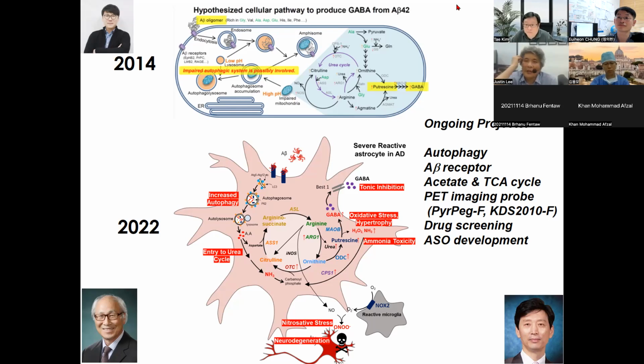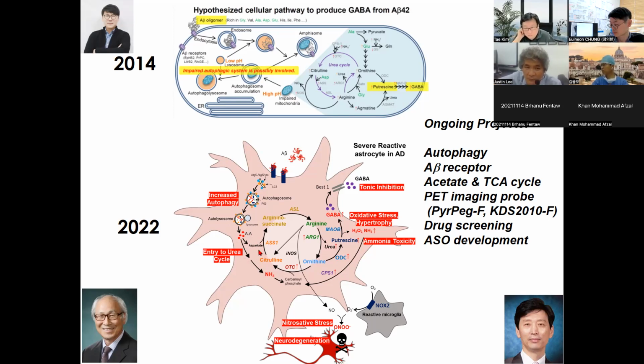For the first question, A beta can trigger the urea cycle. However, we found that multiple factors are needed for turning on the urea cycle. For example, amyloid beta binding to the receptor. Right now, I cannot identify the receptor yet, but this binding turns on the autophagy system. It causes transcriptional regulation to turn on autophagy, and the autophagy system is highly enhanced. This causes degradation of the amino acids, so the taken up amyloid beta is degraded.